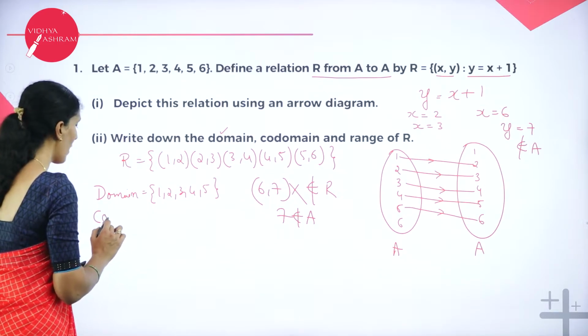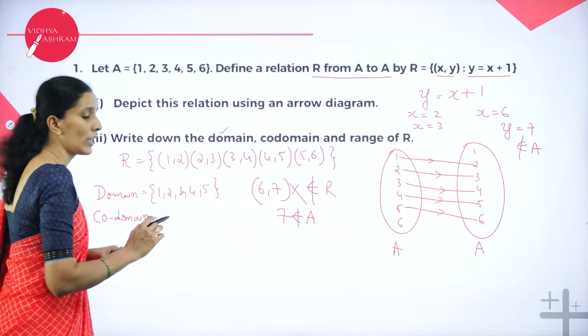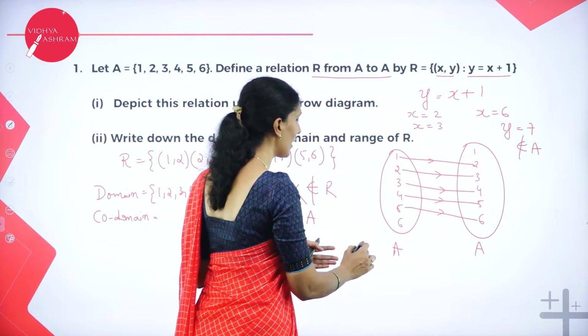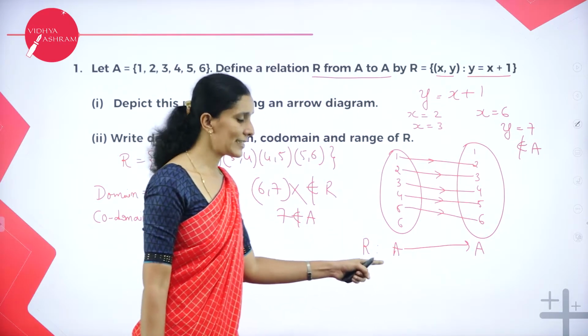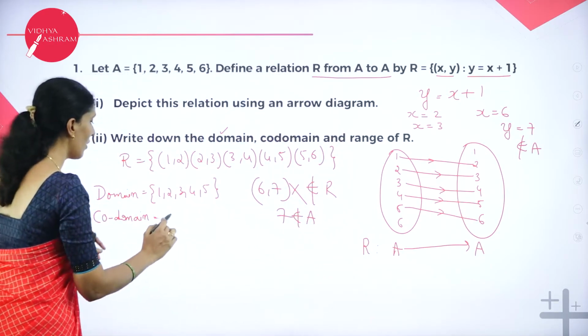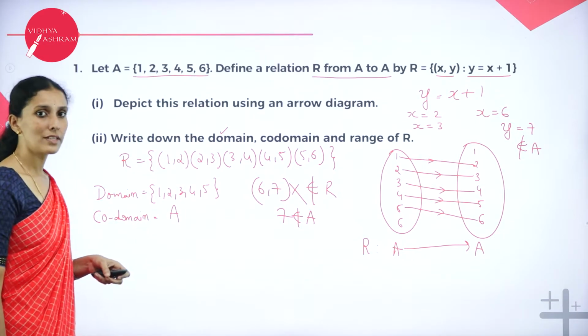Next, codomain. So what is my codomain? The complete second set is codomain. So here we are defining a relation from A to A itself. So first set is A, second set is also A. The complete set is codomain. So therefore my codomain is A. That is all the elements from 1 to 6.